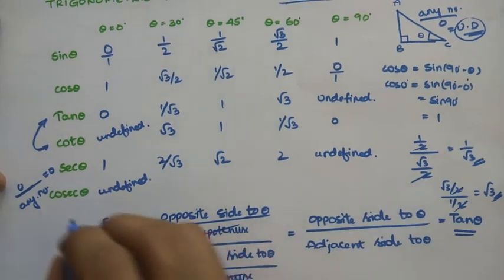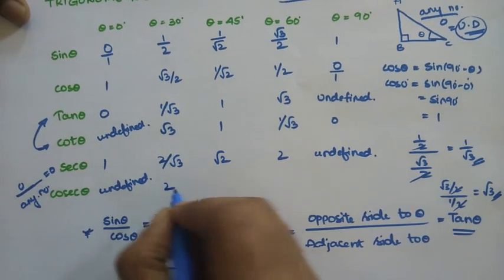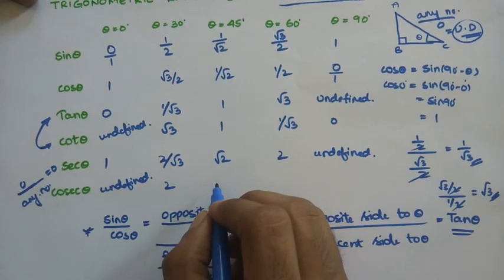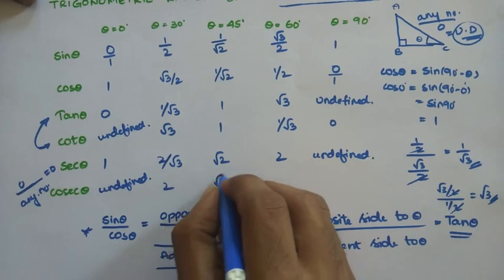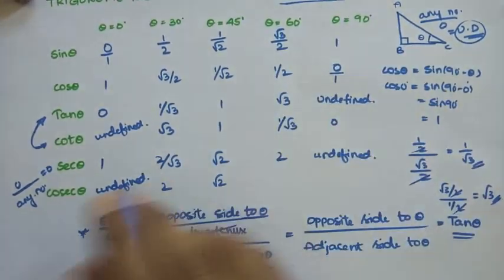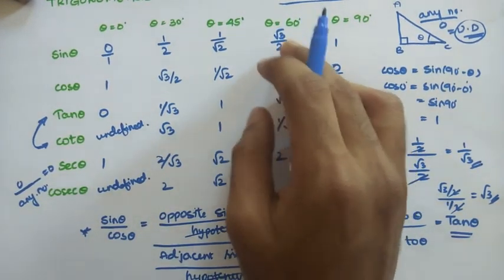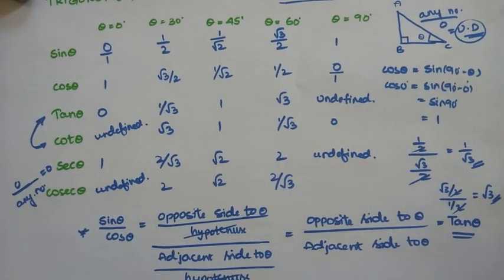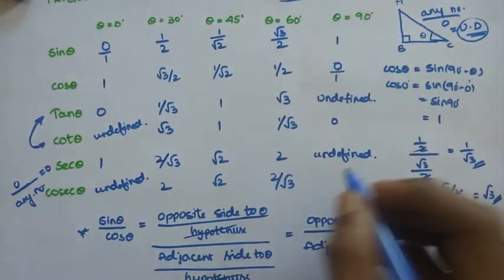Next cosecant 30, we take the reciprocal of this, that is 2 by 1, which is nothing but 2. Next cosecant 45 is nothing but the reciprocal of sine 45, so it will be root 2 by 1, nothing but root 2. Next cosecant 60 is the reciprocal of sine 60, so it will be 2 by root 3. Next cosecant 90, the reciprocal of 1 is again 1.